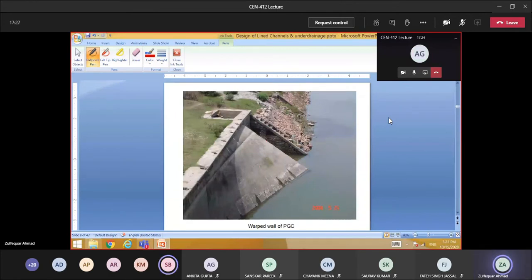Now this one you can say is the warp wall of the Parallel Ganga Canal. This Parallel Ganga Canal is taken from the Narora barrage, from the place Narora. Two canals are taken from this Ganga river. One is the Parallel Ganga Canal, and the second one is the Lower Ganga Canal, the so-called LGC. And from where is the Upper Ganga Canal taken?